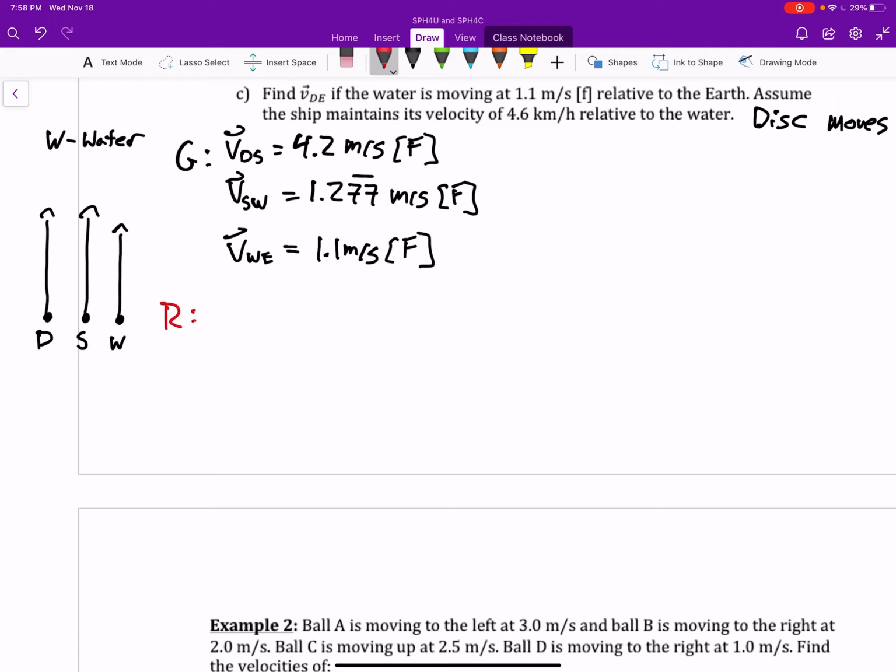We're looking for the same thing. What's the velocity of the disk relative to the Earth now in this situation, if we add another frame of reference? Our analysis hasn't changed much. We can still just add all these vectors together. Velocity of the disk relative to the Earth will be equal to the velocity of the disk relative to the ship. Add that to the velocity of the ship relative to the water. So our s's sort of cancel, right? Adding just these two vectors together will give us the disk relative to the water. And then finally, the velocity of the water relative to the Earth.